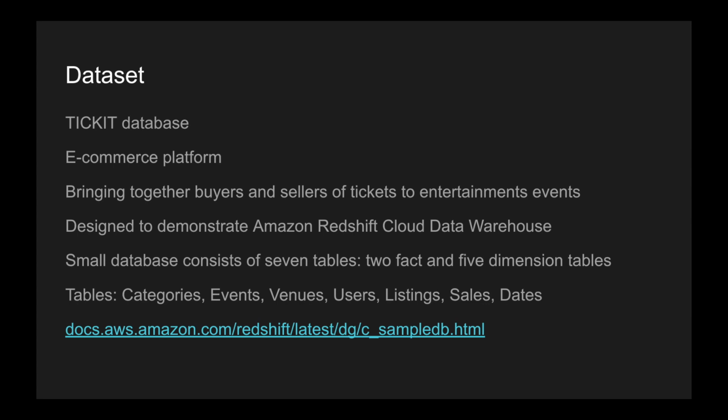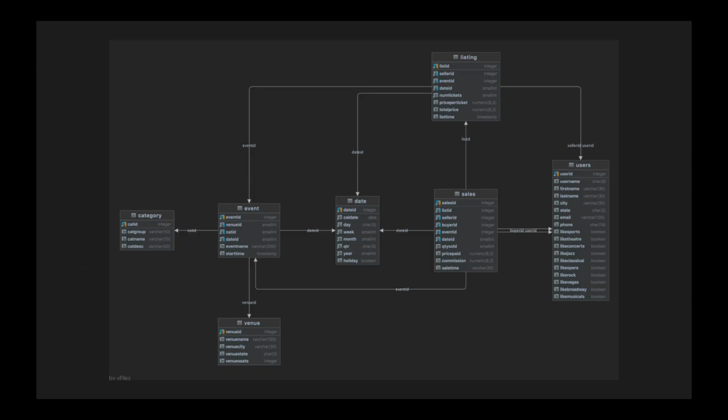The ticket database was originally designed to demonstrate Amazon Redshift Cloud Data Warehouse, but we will be using it to build our data lake. The ticket database is a small database consisting of 7 tables, 2 fact and 5 dimension tables. The tables include categories, events, venues, users, listings, sales, and dates. The link to the ticket database is shown on the screen. Here is a schema diagram showing the relationship between the 7 ticket database tables.